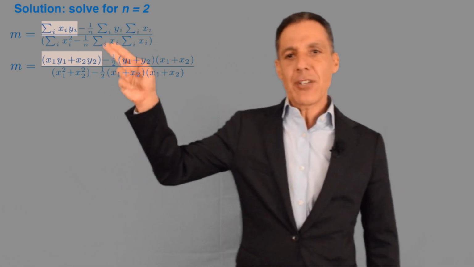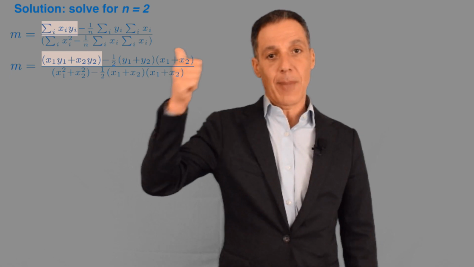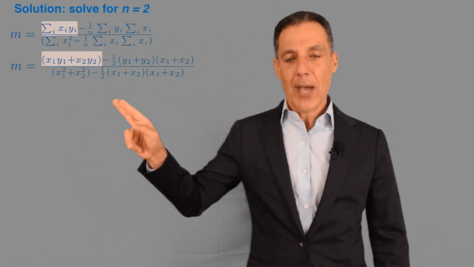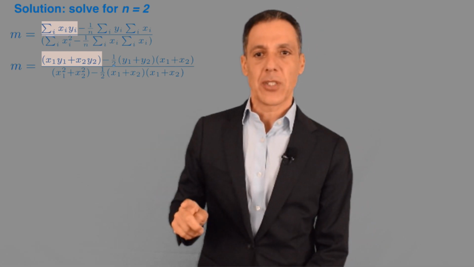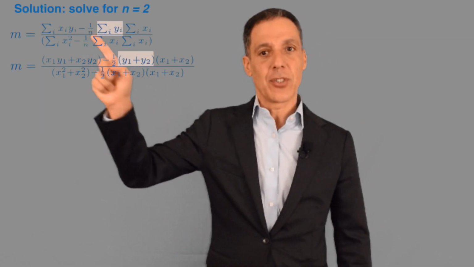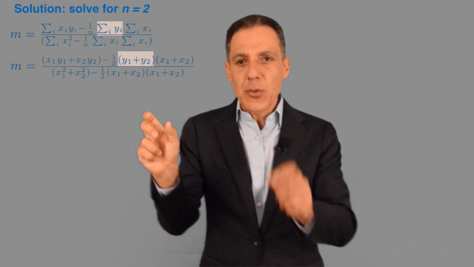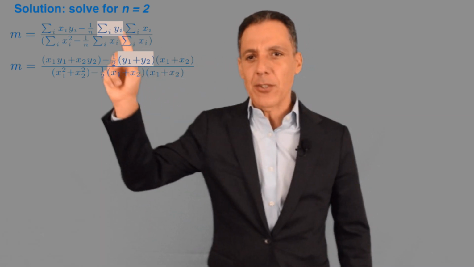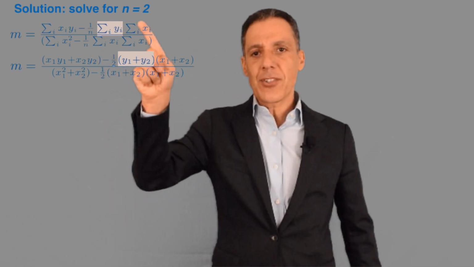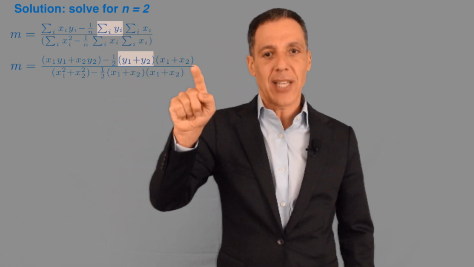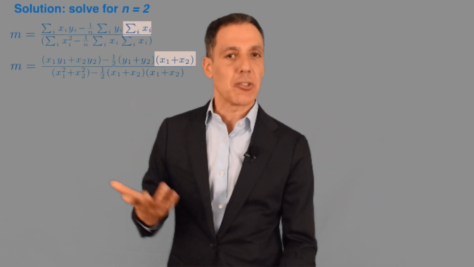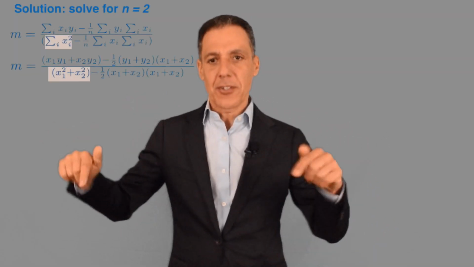Every summation here is going to go from i equals 1 to 2. So this first term is x1 y1 plus x2 y2. Next term is minus 1/2, since n is equal to 2. And now I've got a product of 2 sums. This is y1 plus y2, that's one quantity. This sum is x1 plus x2, that's another quantity, and those just multiply each other. Good, no problem.